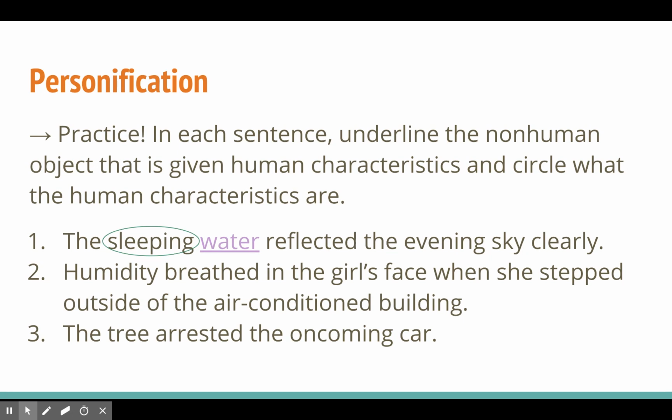Coming on back, I'm just going to do that first one for you. The sleeping water reflected the evening sky clearly. So I've got the water is what's being personified, because we know the water can't actually sleep.